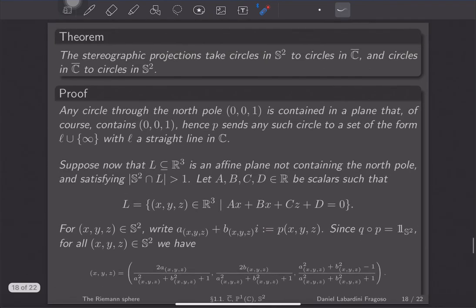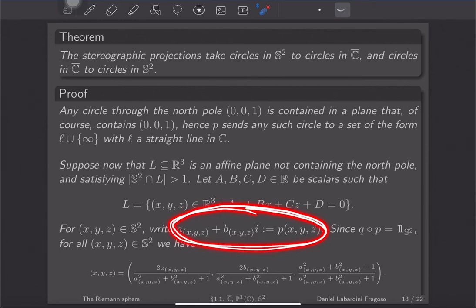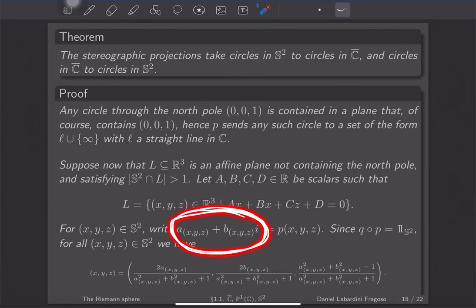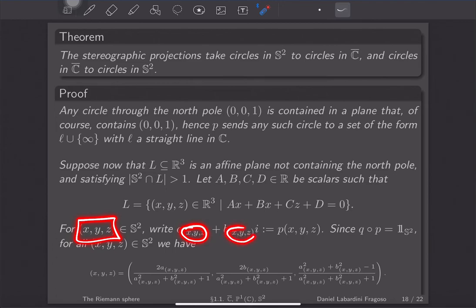And then the next thing I do is, for each point of the sphere, the corresponding point in C bar, the stereographic projection of this point, I write it as a complex number this way. Of course, the real part and the imaginary part then depend on which point I take, so that's why I write these subindices.